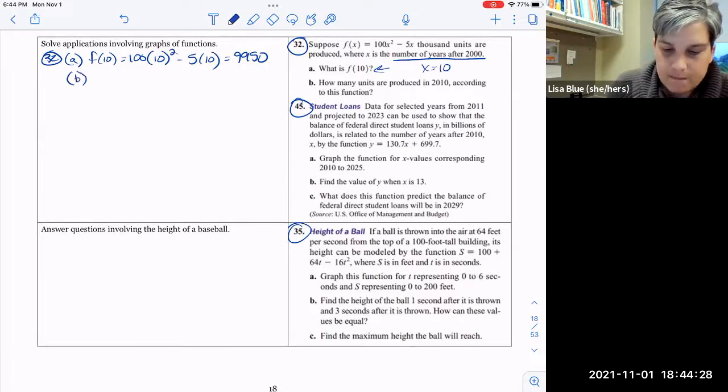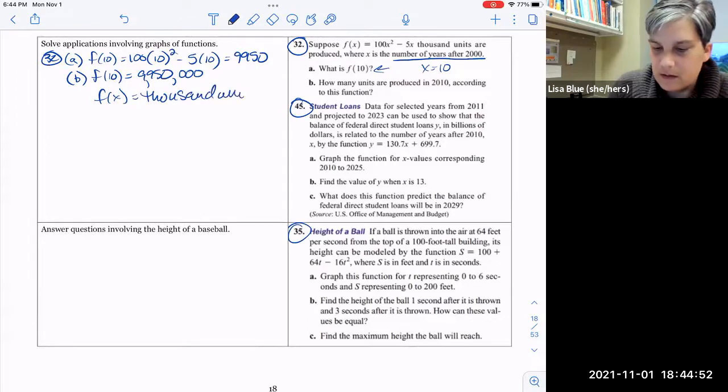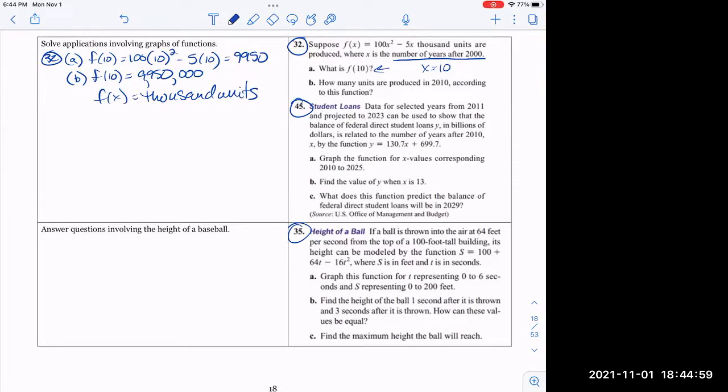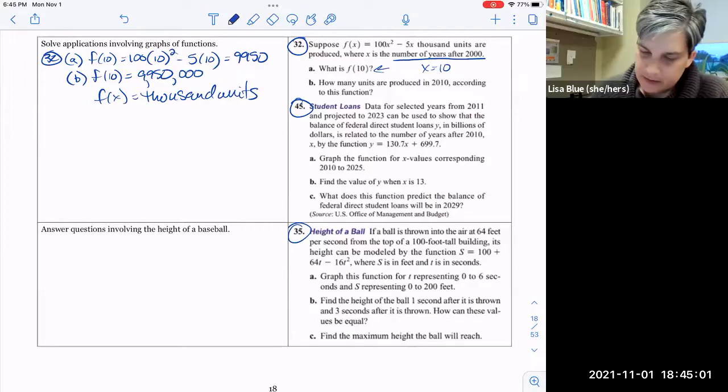So f of 10 gives us this 9950, where f of x is thousands of units. So we need to turn this into a 1,000 because f of x is defined as 1,000 units. Does that make sense? Yep. Groovy.